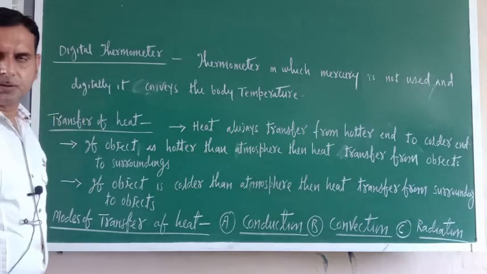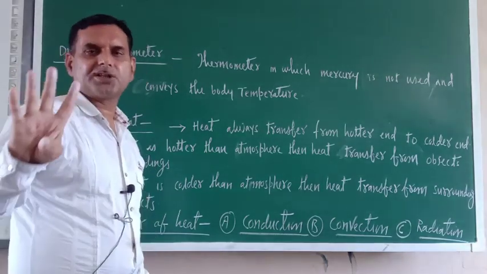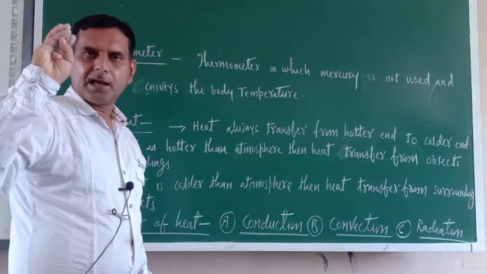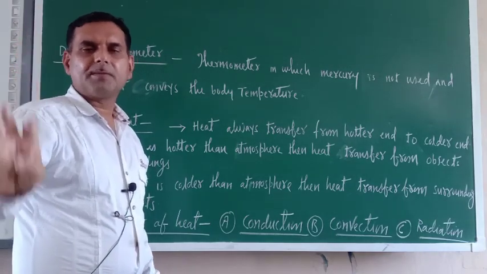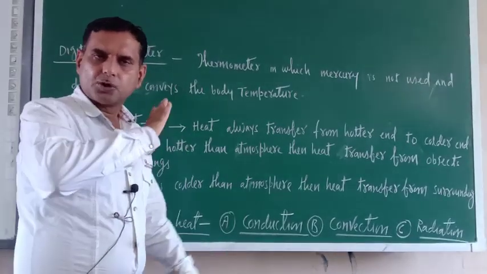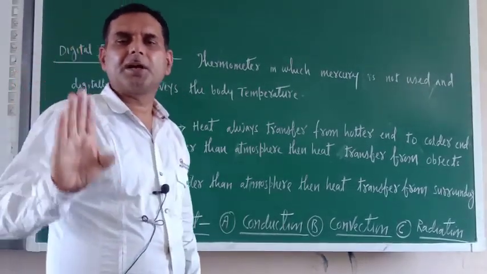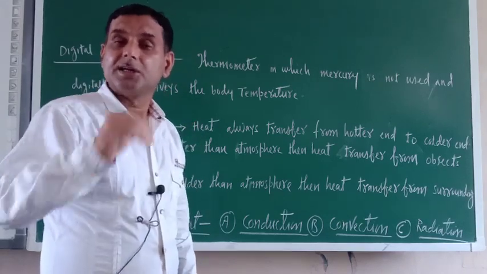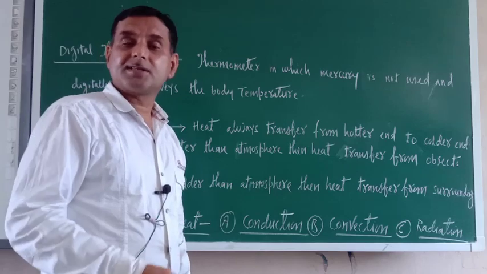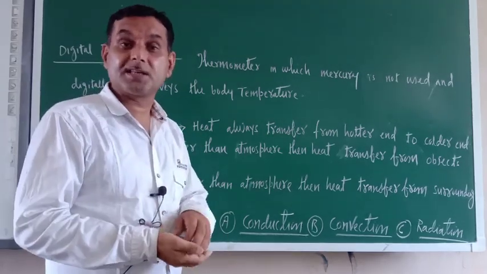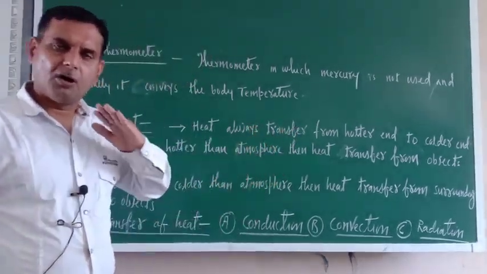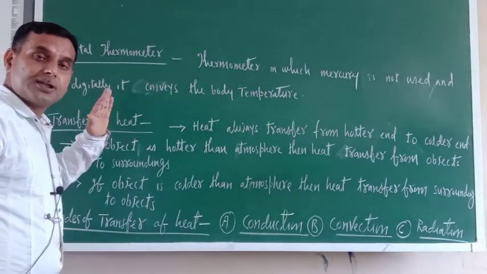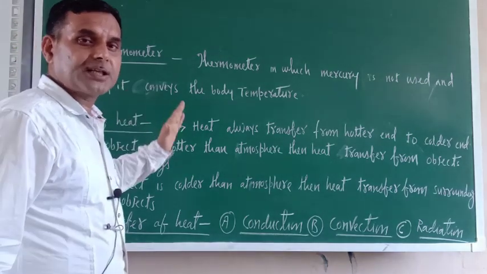So basically how many types of thermometer are there? Four types of thermometer: clinical, laboratory, maximum minimum, and digital thermometer. All four types of thermometer we have discussed, not only their construction and operation, but precautions to use and range of temperature. All the things we have discussed in detail. So in this way this portion of this particular chapter is completed.